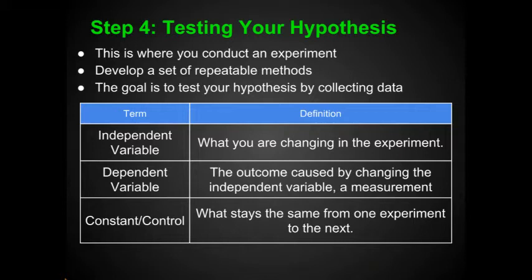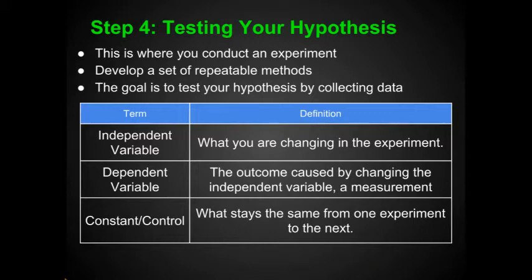A quick tip for this is your dependent variable is always going to be something that you can count or measure or something that you're writing down on a data table. So the independent variable, you're going to be able to fill that out before the experiment. The dependent variable is something that you're going to collect after you do the experiment. And then you have constants and controls.